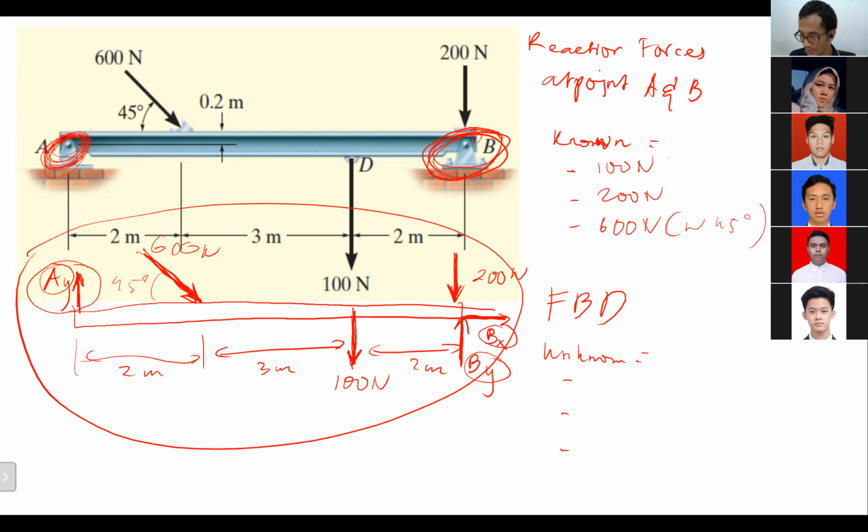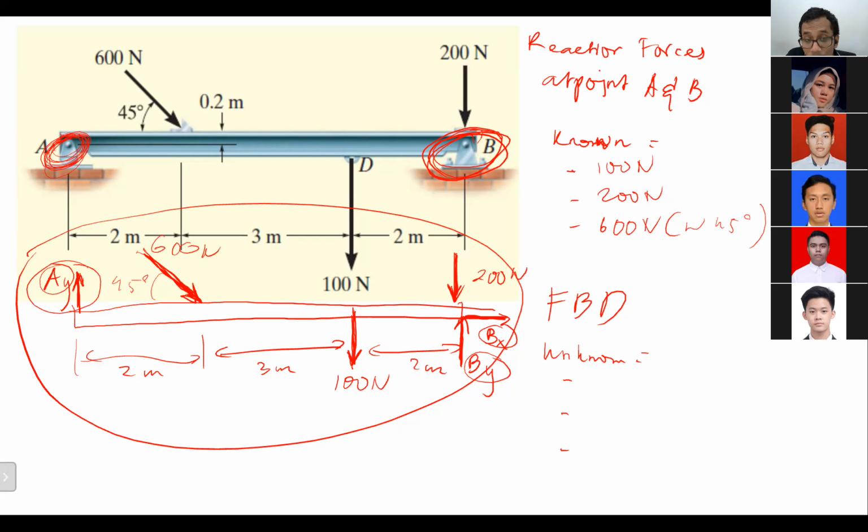100 newtons, we know the value and the direction as well. It's going down, and the value is 100 newtons. 200 newtons is the same as well. The magnitude is 200 newtons, and it's going down. So we know the values. We know the direction. 600 newtons is the same as well. We know the direction. It's 45 degrees to the down right. And the magnitude we know as well.